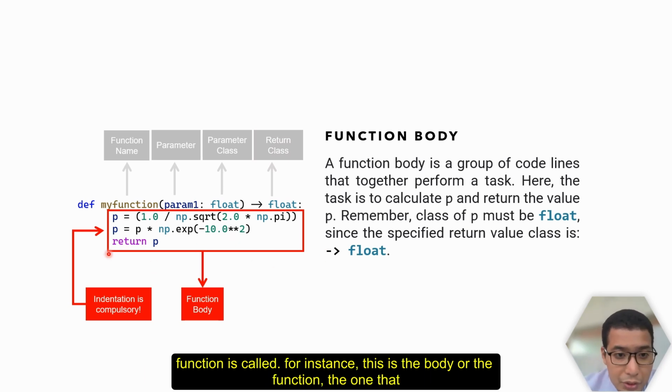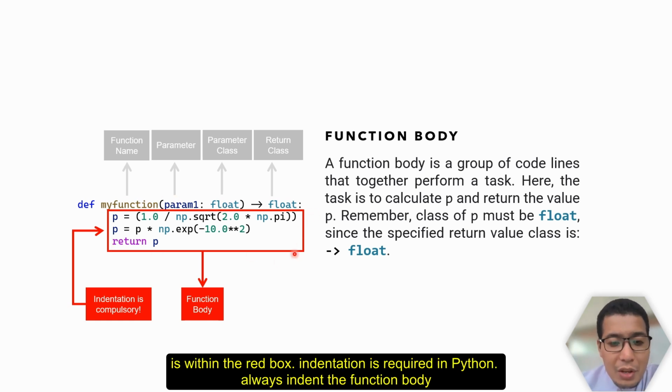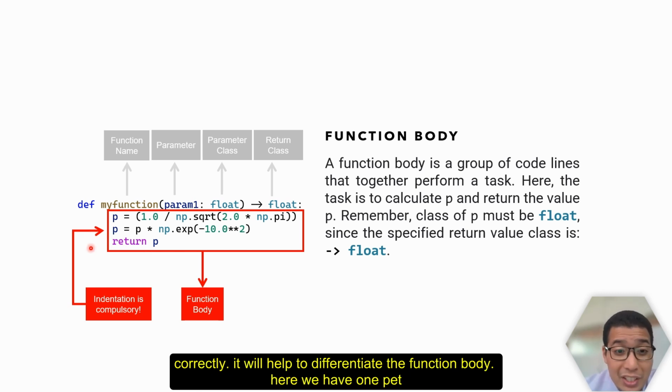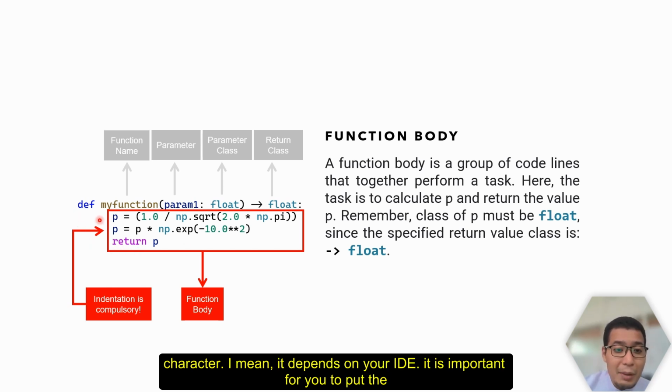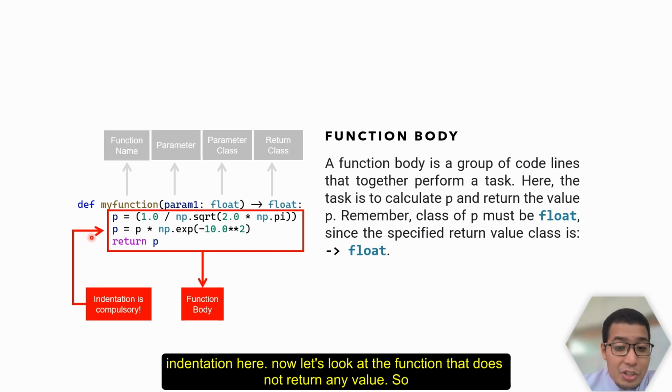Now, the function body contains the actual code that runs when the function is called. For instance, this is the body of the function, the one that is within the red box. Indentation is required in Python, so always indent the function body correctly. It will help to differentiate the function body. Here we have one tab character. It depends on your IDE. So it is important for you to put the indentation here.